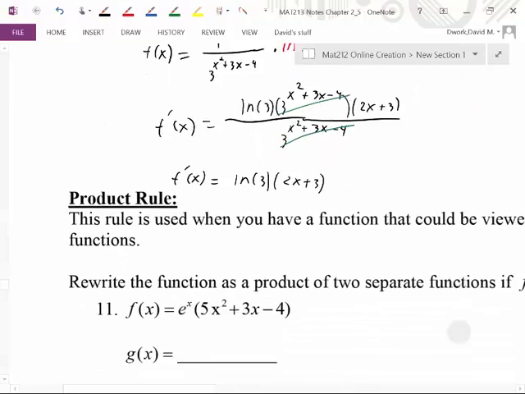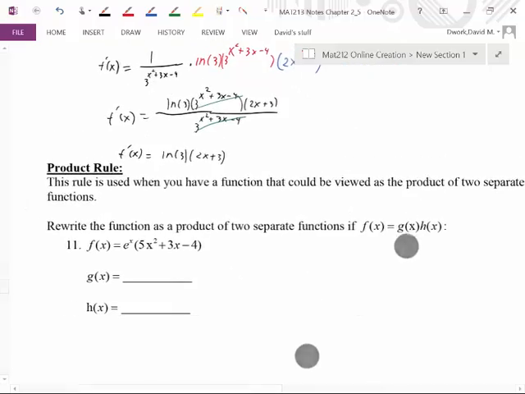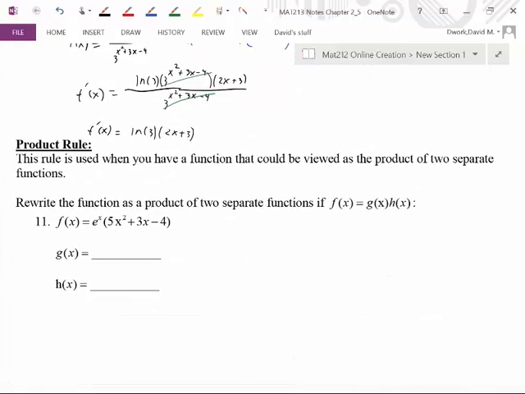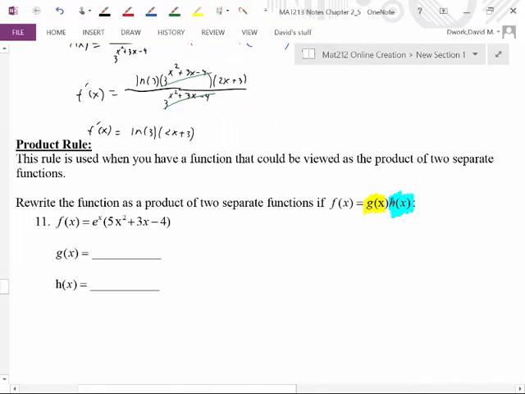So the next rule is called the product rule. Chain rule was for functions inside of functions. Well, if you stop and think, what does the word product mean? That means multiplication. So what we're going to use this rule for is any function that can be broken up into 2 separate functions. One function of x multiplying another function of x.